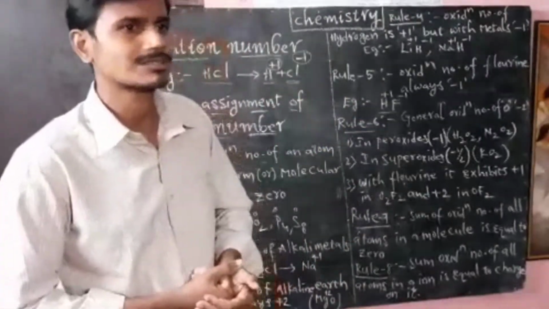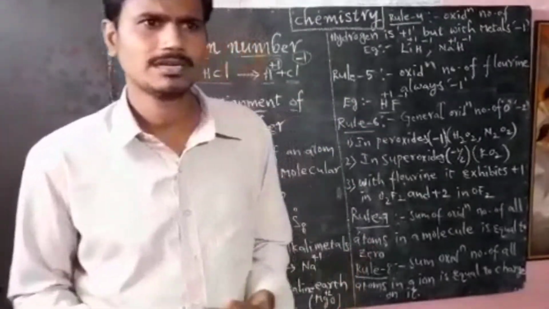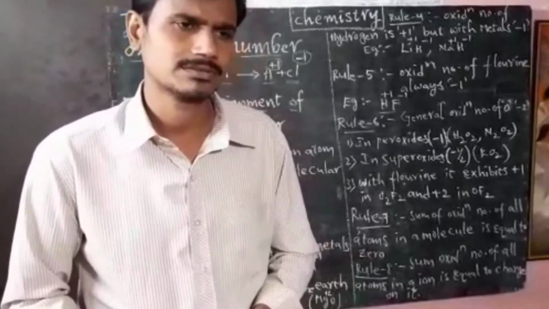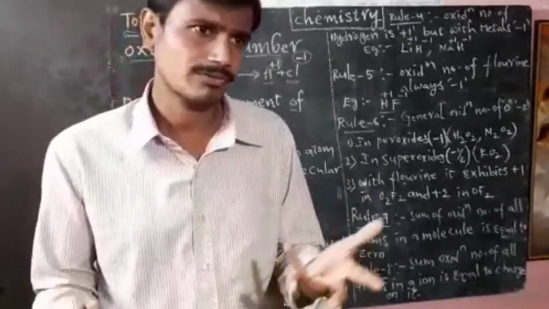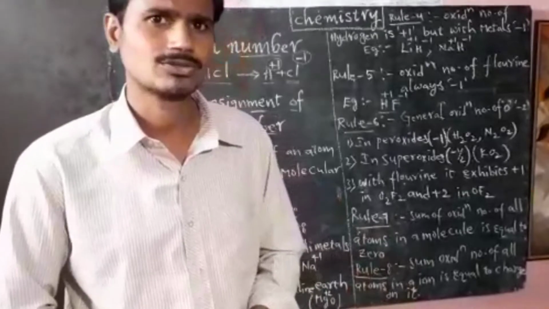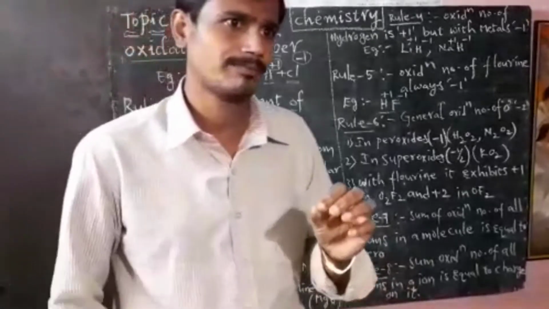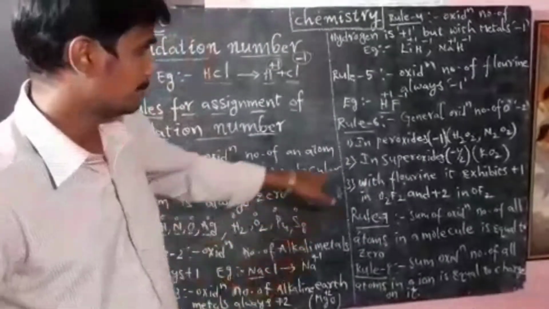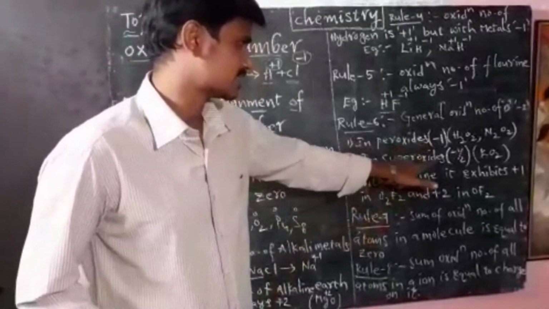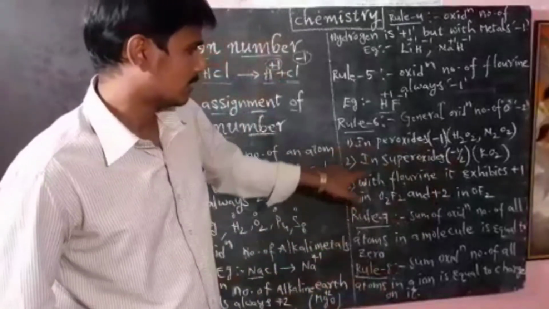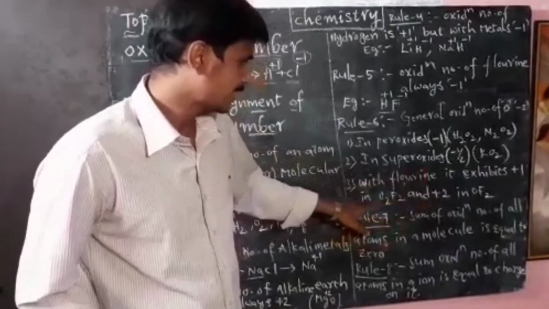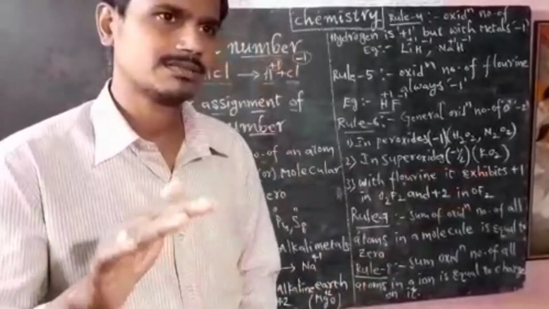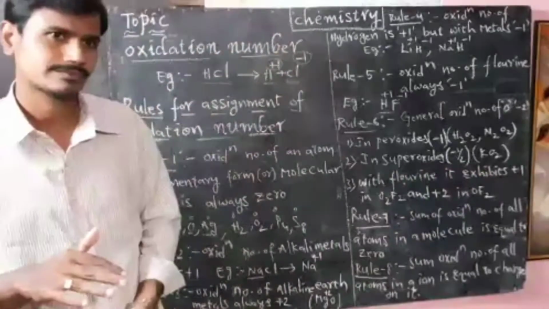The general oxidation number of oxygen is -2. Many of the chemical reactions involve oxygen atoms. But it is not permanent for oxygen. Sometimes oxygen exhibits -1 in peroxides, -1/2 in superoxides, and with fluorine it exhibits +1 in O2F2 and +2 in OF2. Whatever it may be, the general oxidation number of oxygen is -2.